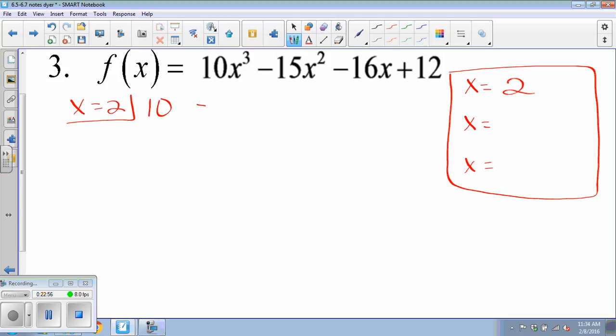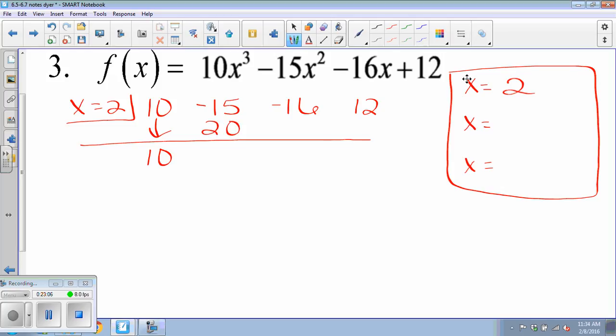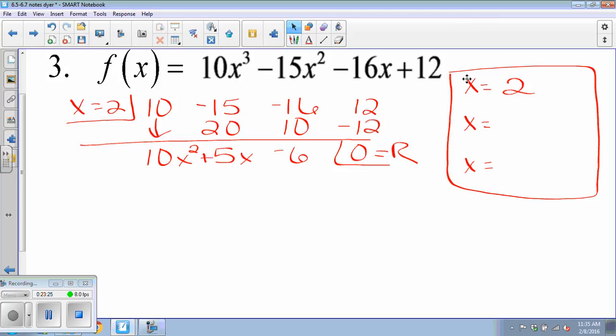So it's 10, negative 15, negative 16, 12. Bring down the 10, multiply, you get 20. Combine, you get 5. Multiply, you get 10. Combine, you get negative 6. Multiply, you get negative 12. And combine, and you get 0 for your remainder. So this is 10x squared plus 5x minus 6. AC method won't work. So A is 10, B is 5, and C is negative 6.